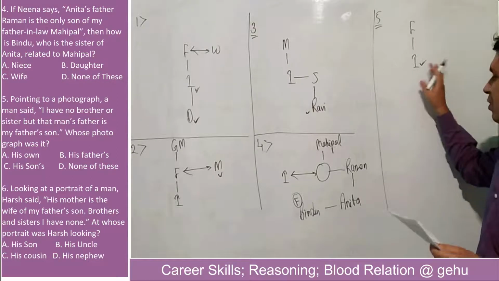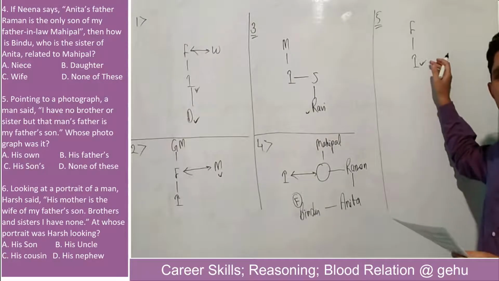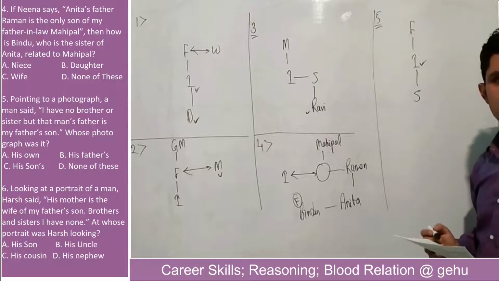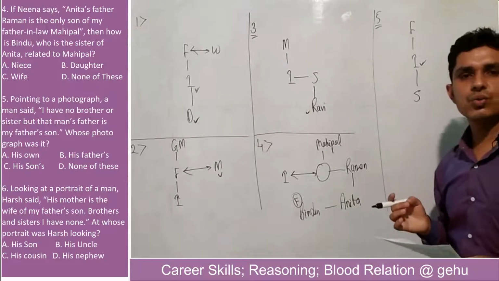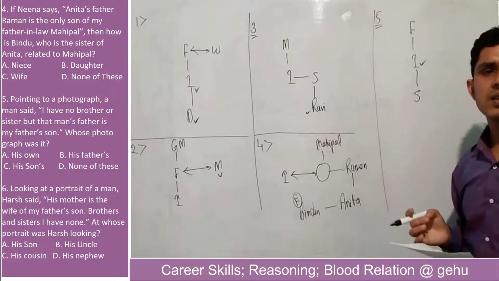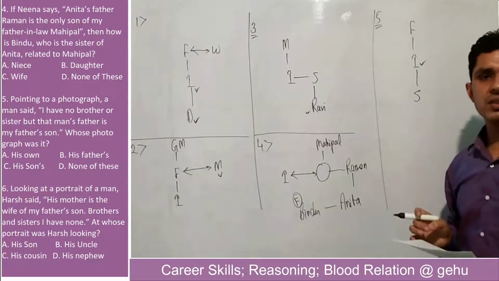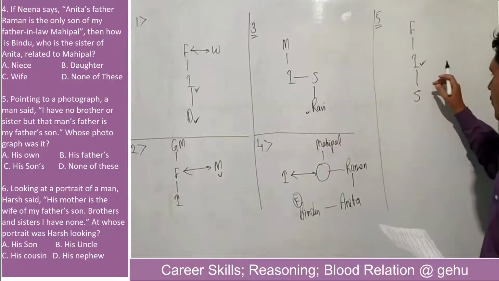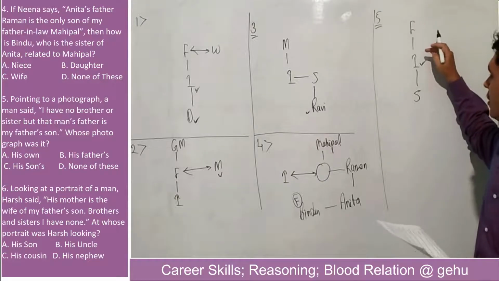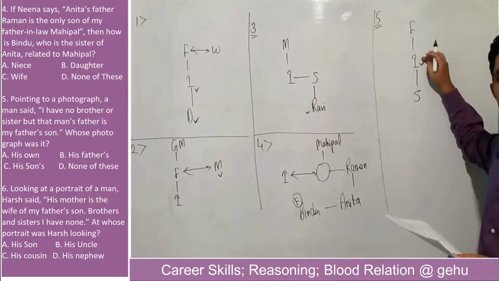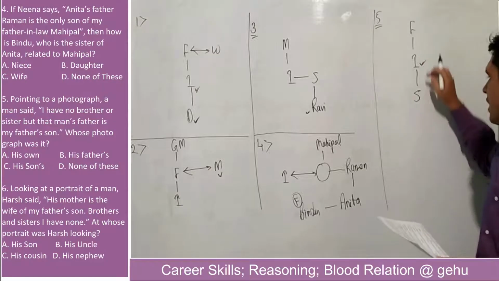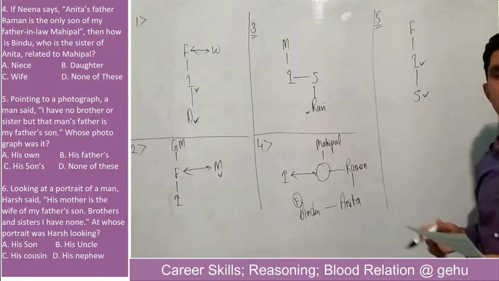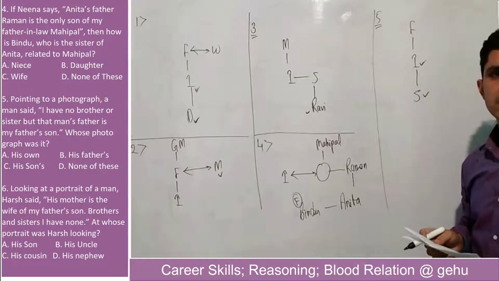And I have no brother or sister, but that man's father is my father's son, that means that man is my son, right? Let us go through these statements once again. I have no brother or sister, but that man's father is my father's son. So I have no brother, my father's son, that means I, and I is that man's father, right? So that will be my son, right?